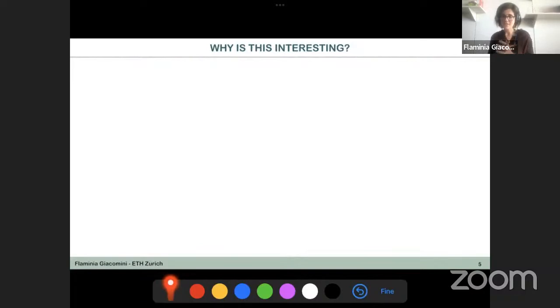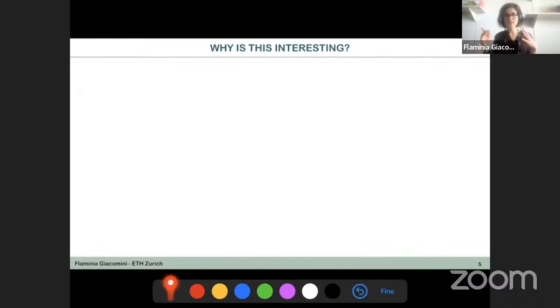So why is this interesting? This is not quantum gravity. This is a different regime, and we think about this with different tools. So why is this interesting? Here I listed some motivation. This is my personal motivation. If you ask somebody else, they will give a different answer.